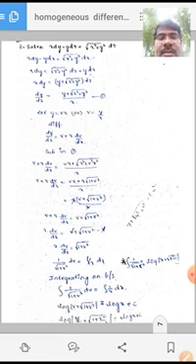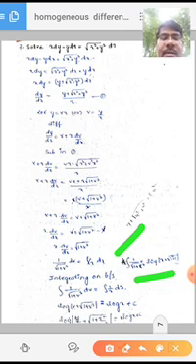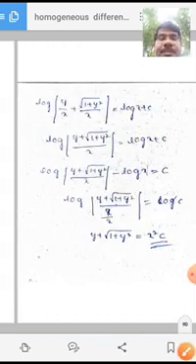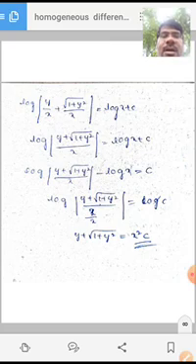Separation of variables: 1 by square root of 1 plus v square dv is equal to dx by x. Here we know the formula: integration of 1 by square root of 1 plus x square dx is equal to log of modulus of x plus square root of x square plus 1. Substituting, we get log modulus of v plus square root of 1 plus v square is equal to log x plus c. Here, in place of v is equal to y by x, log of y by x plus square root of 1 plus y square by x square is equal to log x plus c.